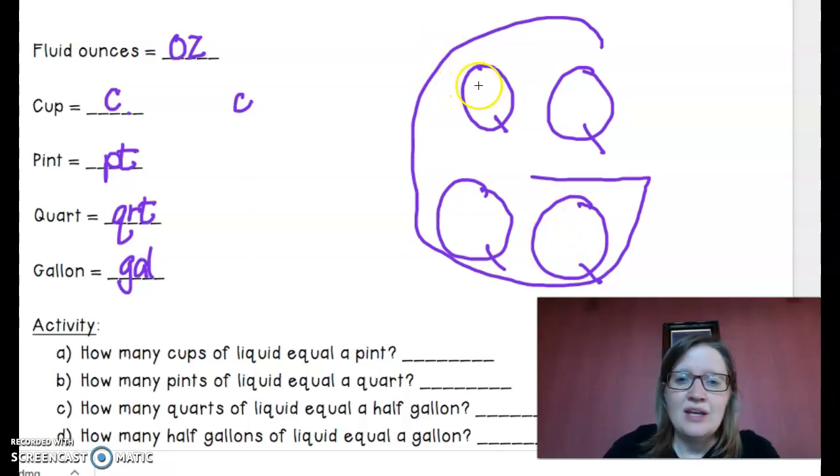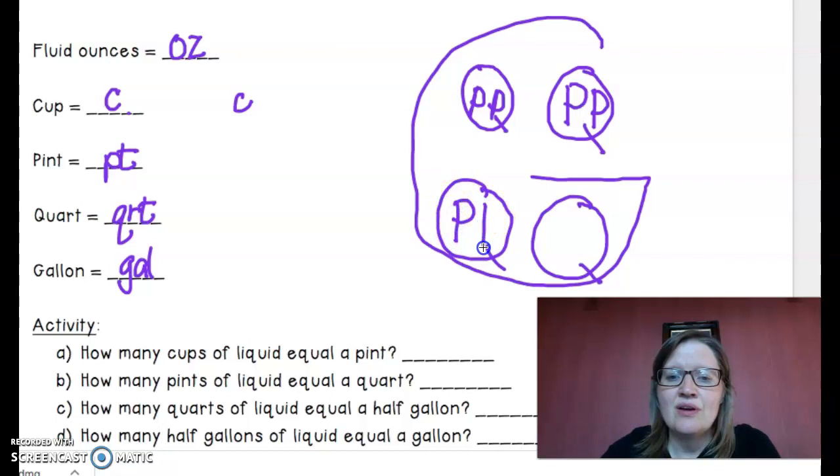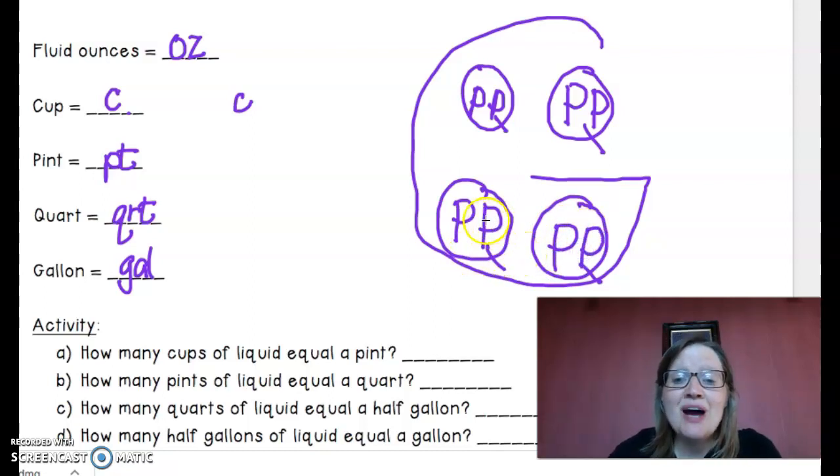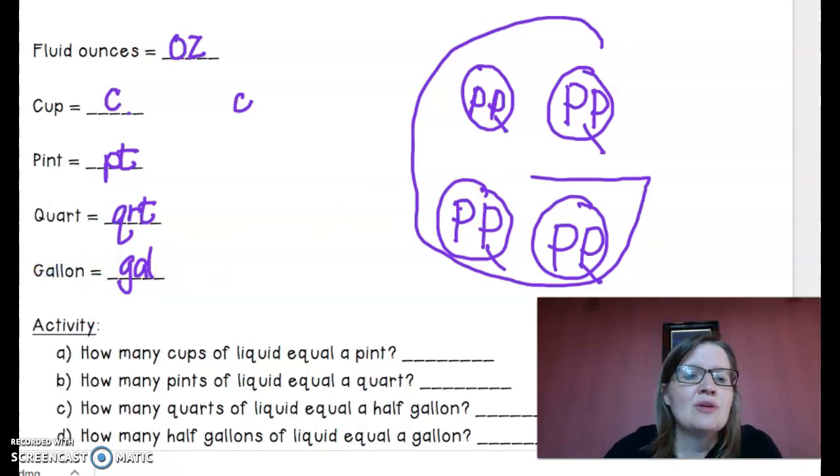And then in each one of these quarts, there are 2 pints. So we have pints, and we're going to make these fairly large in here. So 2 pints per quart, 2 pints per quart, 2 pints per quart. And then in each pint, we have 2 cups. I'm going to make my pen smaller and use pink so that you can see I'm doing 2 cups. So it's a cup and a cup.